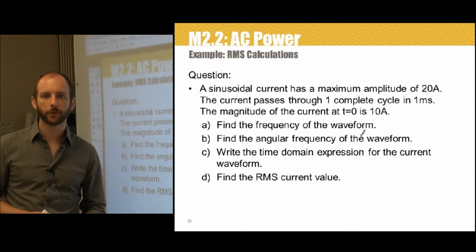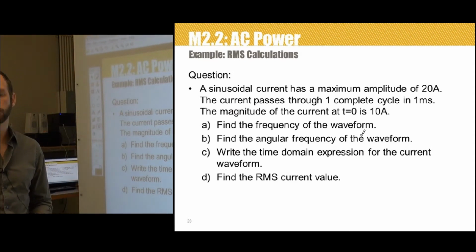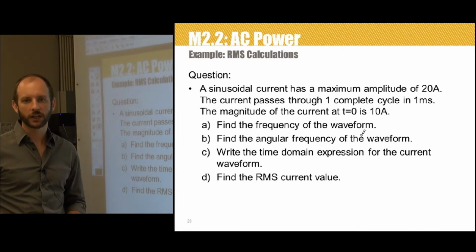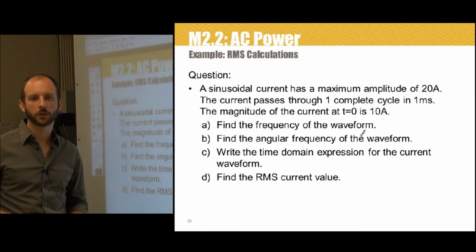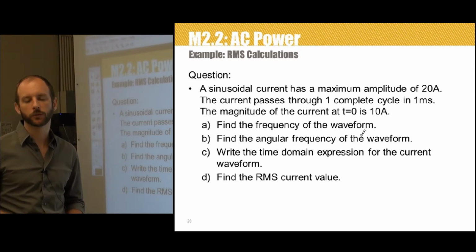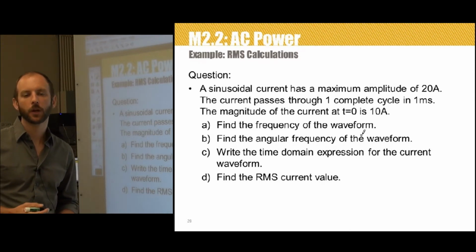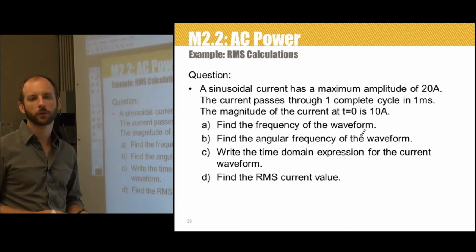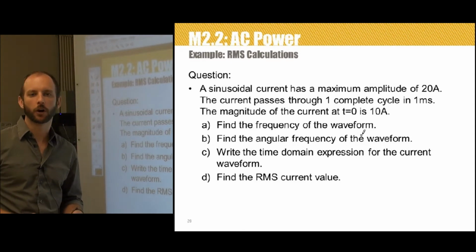So let's work an example of determining the RMS of a current wave. So we've got a sinusoidal current having a maximum amplitude of 20 amps. The current passes through 1 complete cycle in a millisecond. The magnitude of the current at time equals 0 was measured to be 10 amps. And we need to find the frequency of the waveform, find the angular frequency of the waveform. We want to write the time domain expression for the current waveform, and then we want to find the RMS value.